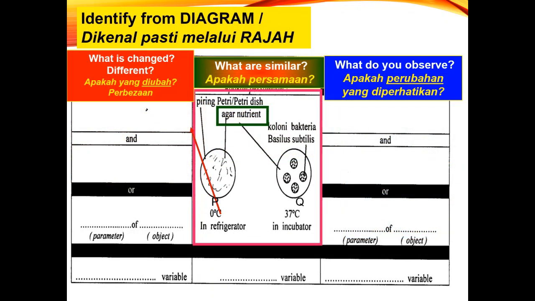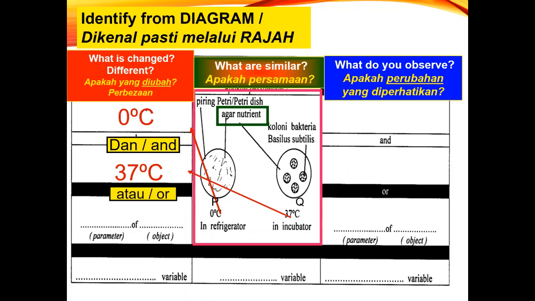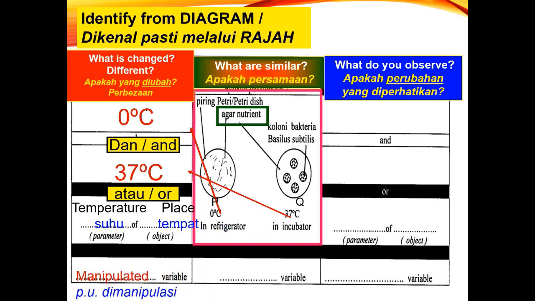So we look at how we identify the three variables through the diagram. If the question gives you the two diagrams, that is petri dish P and petri dish Q, for these two petri dishes, you can see what is the difference there, or what is the change there. You can see 0 Celsius degree, and the other one, Q, is 37 Celsius degree. So in order to write the variable, you can just write down 0 Celsius degree and 37 Celsius degree as the manipulated variable. Or you can write down the temperature of the place as the manipulated variable.